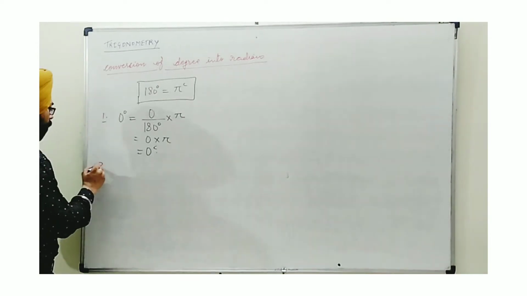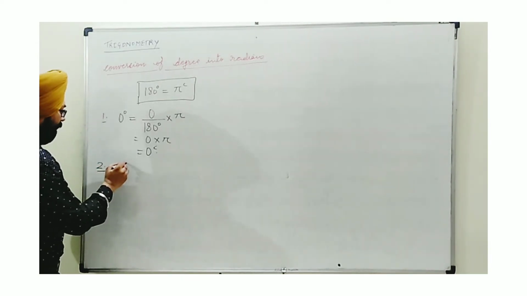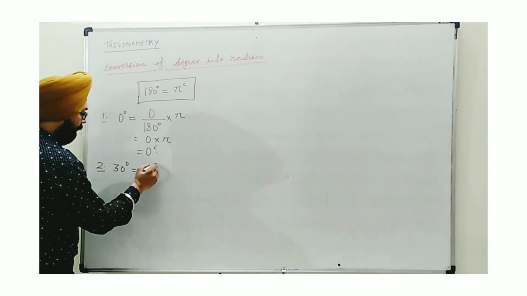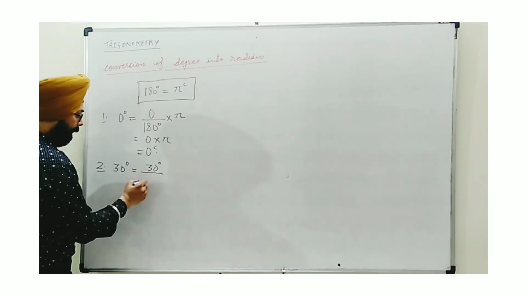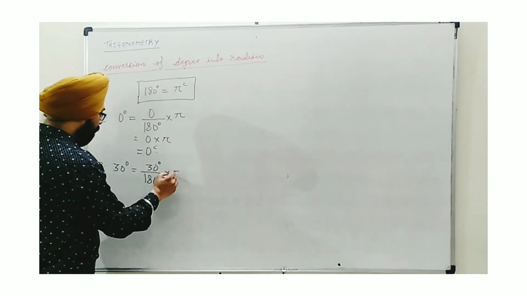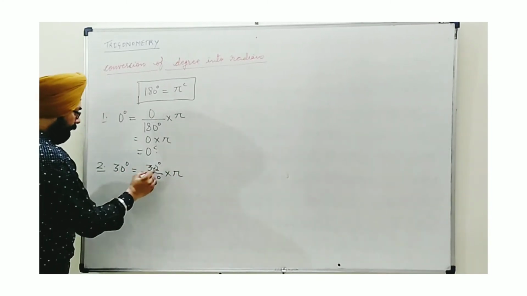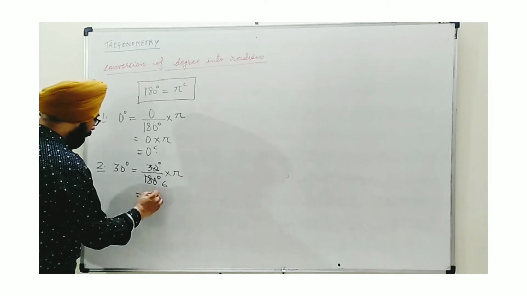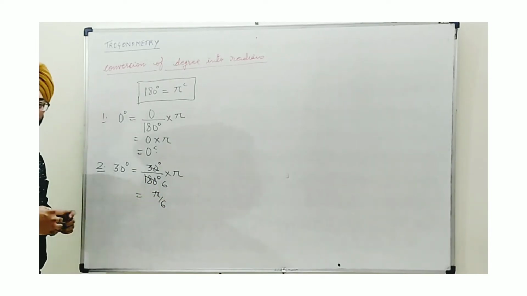Now we go ahead with the next angle we have seen, which is 30 degree. Obviously it is in degree, so it will be divided by the degree term, which is 180, multiplied by pi. 30 ones are 30 and 30 sixes are 180, so it comes pi by 6 radian.